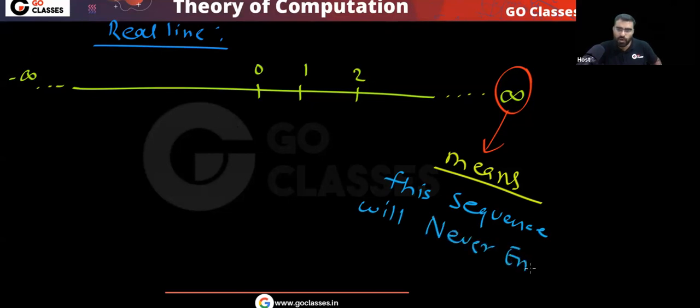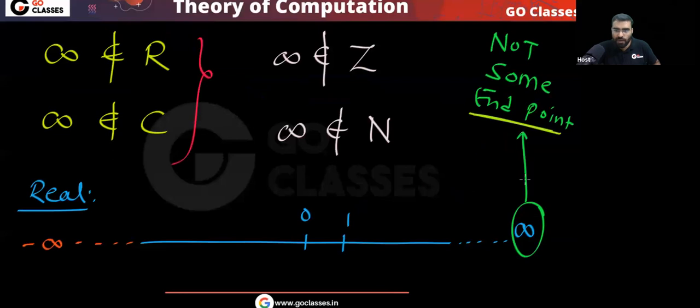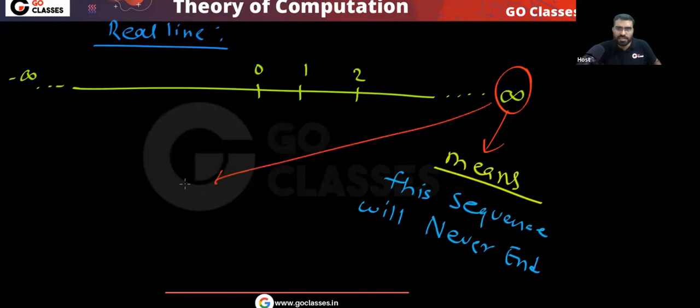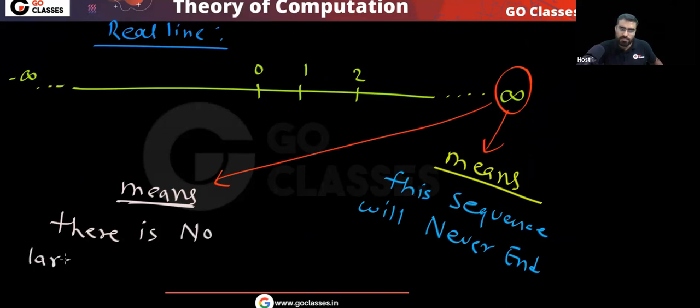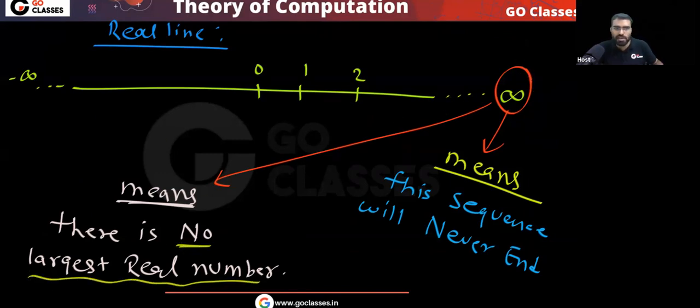If you are thinking that this is the final destination, some last point, or I can say end point, actually what this means is that there is no last point. Yes or no? There is no largest real number. This symbol actually means that there is no largest real number, because this sequence will never end. Is this clear? Please tell me.